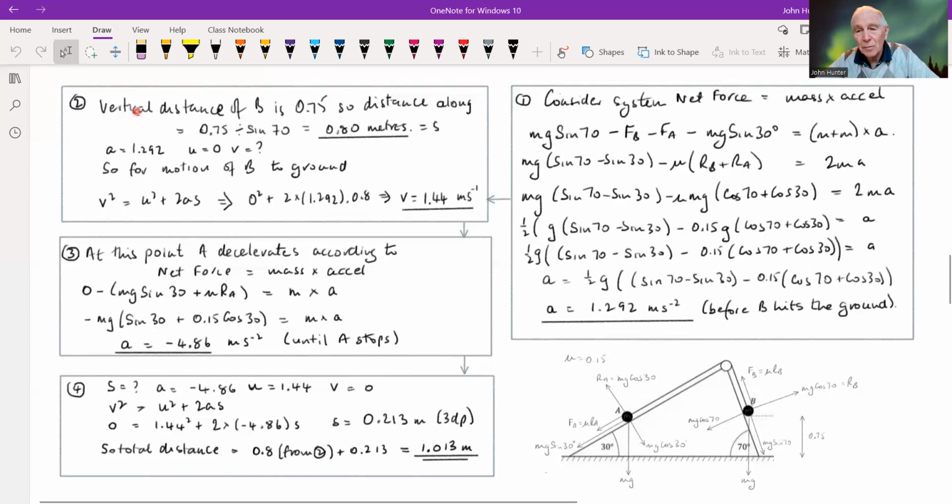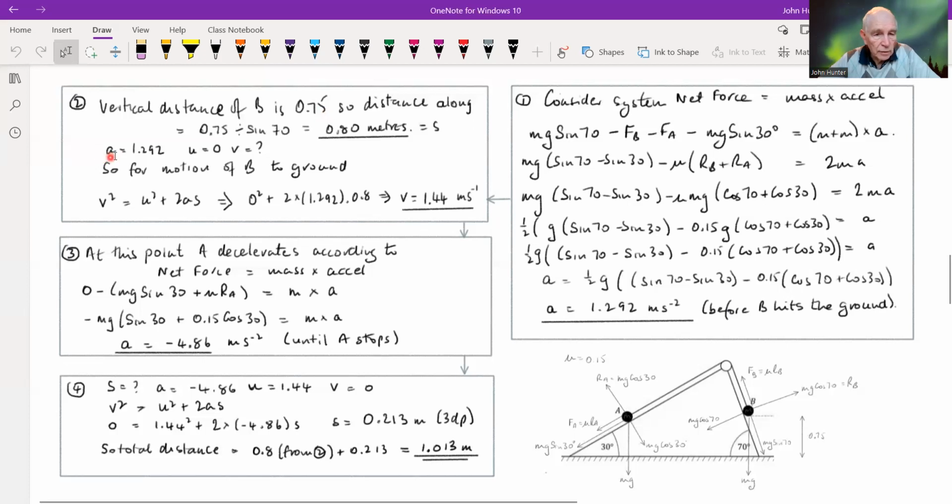ground, which will also be the velocity of A when its pulling force has been taken away from it. Now that B starts off 0.75 above the ground, we've got to remember that what we're talking about is the distance along the slope. So we need to take that angle into account, and with a bit of trigonometry, we should be able to see that that's 0.75 divided by sine 70, which is 0.80 meters to 2 decimal places. And so that is our displacement when it comes to our kinematics.